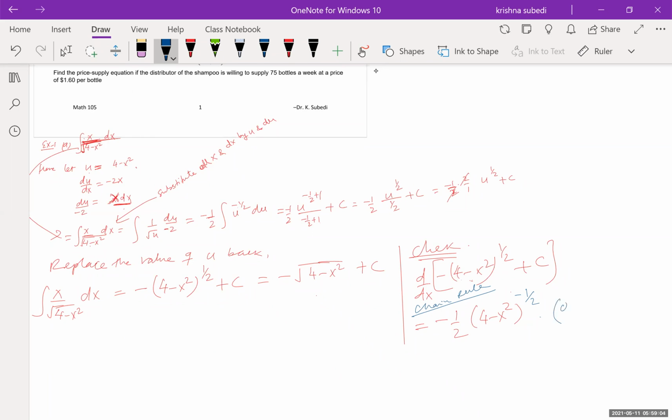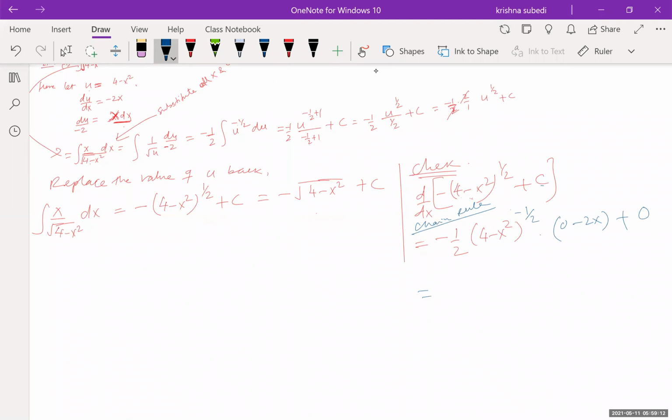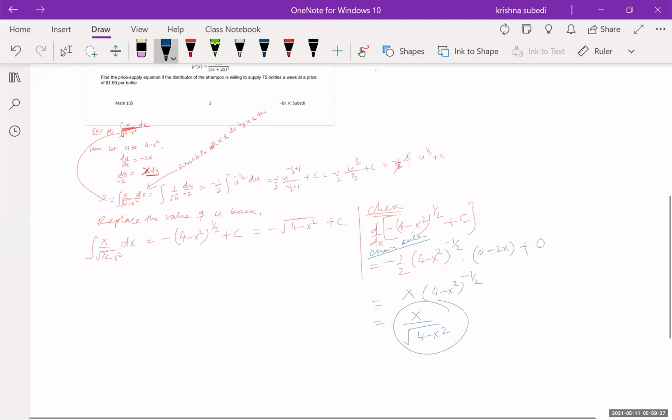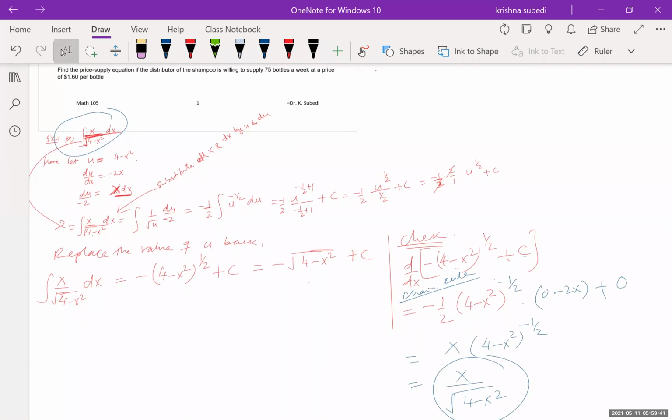Derivative of 4 is 0, and derivative of x squared is negative 2x, plus derivative of c is 0. So basically what you got is this negative half times negative 2x. So negative, negative, positive, 2 cancels, you're going to get x, and 4 minus x squared to the negative half. So what it means is you'll get x over square root of 4 minus x squared. And this is the same function that we are given here, as you can see in part A. Okay, that's how you can verify your answer yourself. Any questions so far?